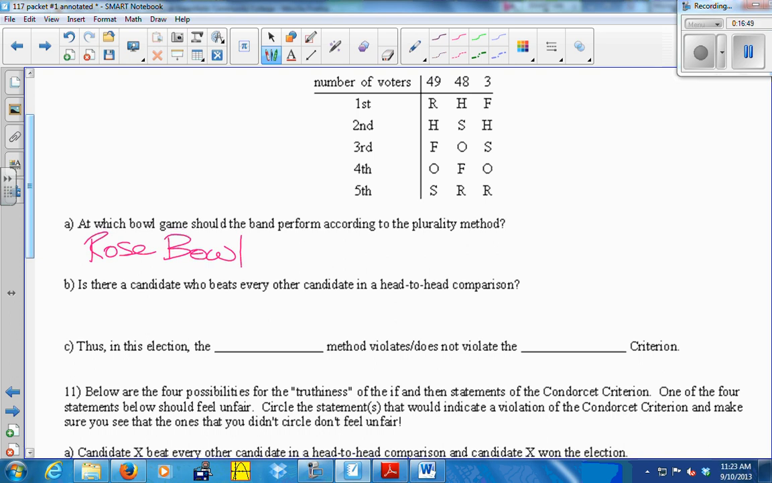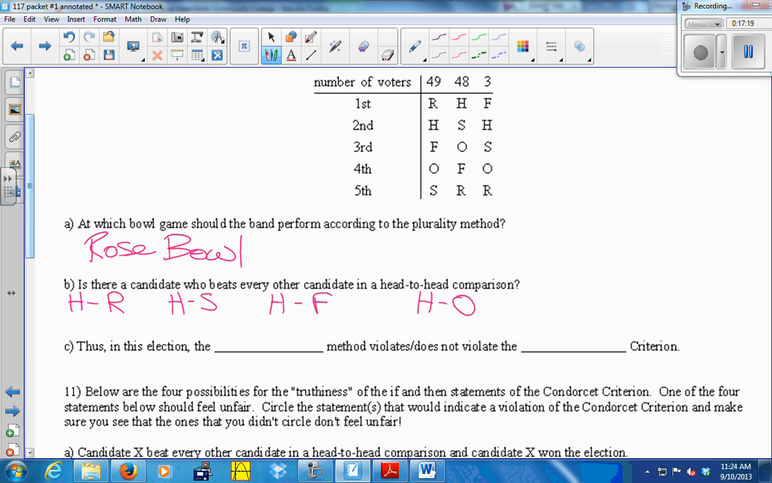Okay, so I'm going to do Hula against Rose Bowl, Hula against Sugar Bowl, Hula Fiesta, and Hula Orange. So I'm going to check these 4 head-to-head matchups. Now every voter has a preference, Hula over Rose, right? So let's take a look.